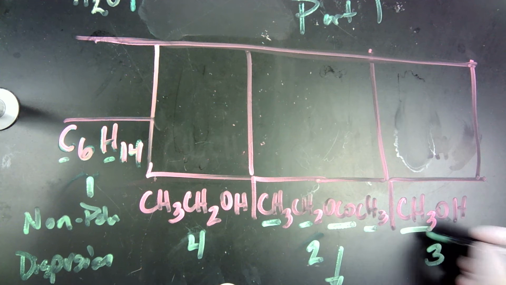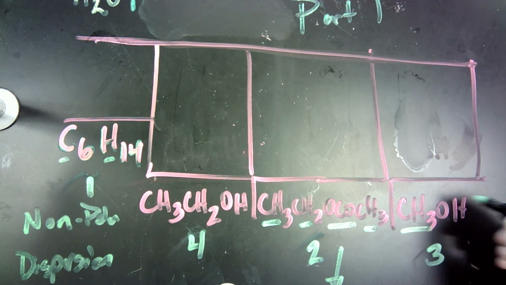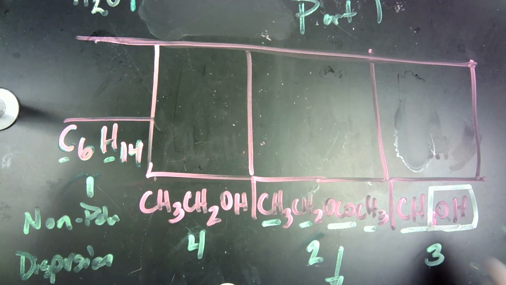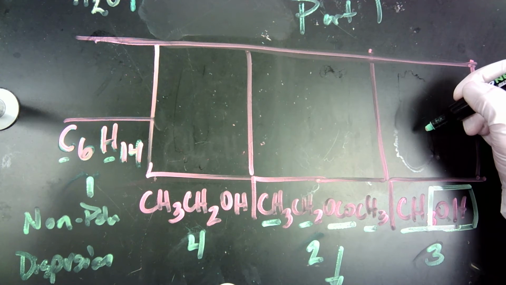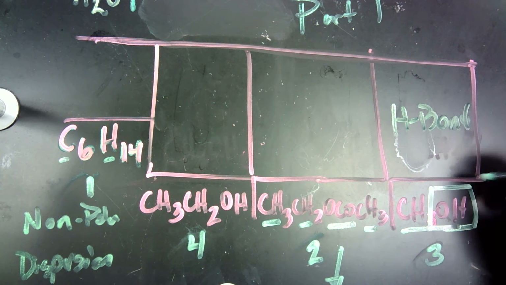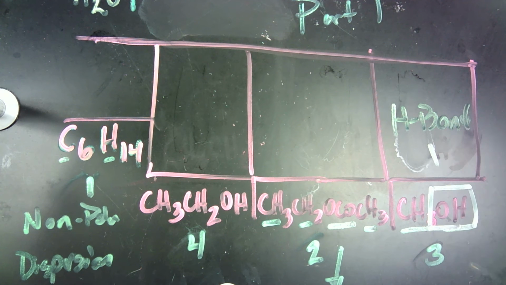Well, if we look at it, the CH3 group is going to be a nonpolar area. But here we go, we have an O and an H. So that H is directly bonded to that oxygen, so that's an H bond. Well, how many do we have? There's only one. So we have one H bond.